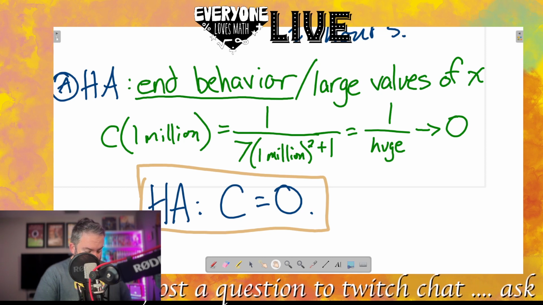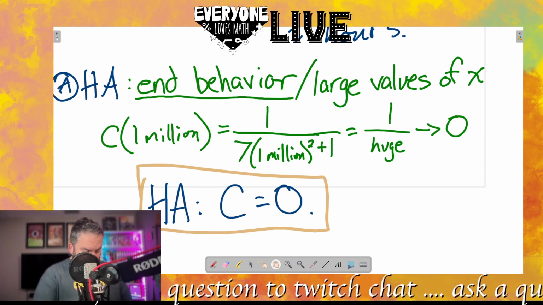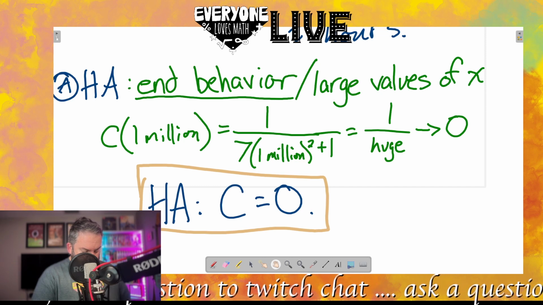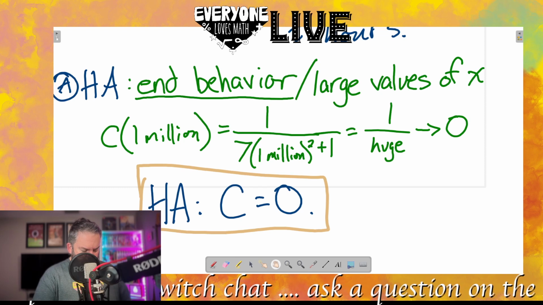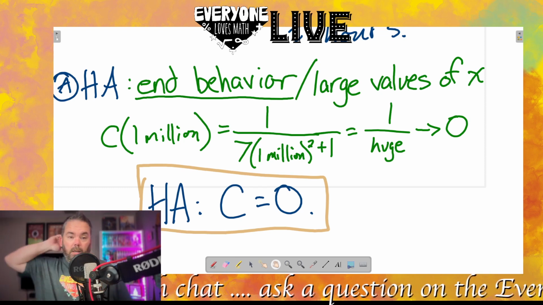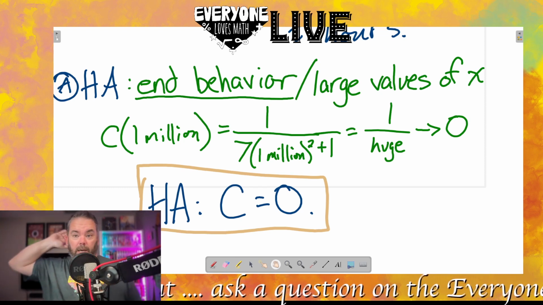Let's see. All right. Determine what happens to the concentration of the drug as T increases. As T increases, what value will C of T approach? All right, man. So, yeah, I was afraid they asked that. Okay.